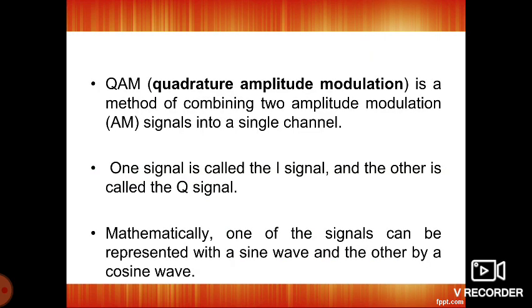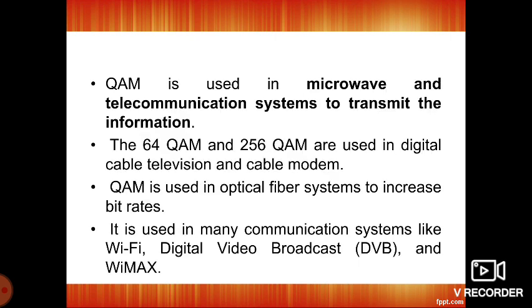We know that the correct detection of a signal depends upon the separation between the signal points in the signal space. Quadrature amplitude modulation is a method of combining two amplitude modulation signals into a single channel. One signal is called the I signal, that is the in-phase signal, and the other is called the Q signal, that is the quadrature signal. So in-phase and quadrature signals are combined and transmitted in a single channel. Mathematically, one of the signals can be represented with a sine wave and the other can be represented as a cosine wave.